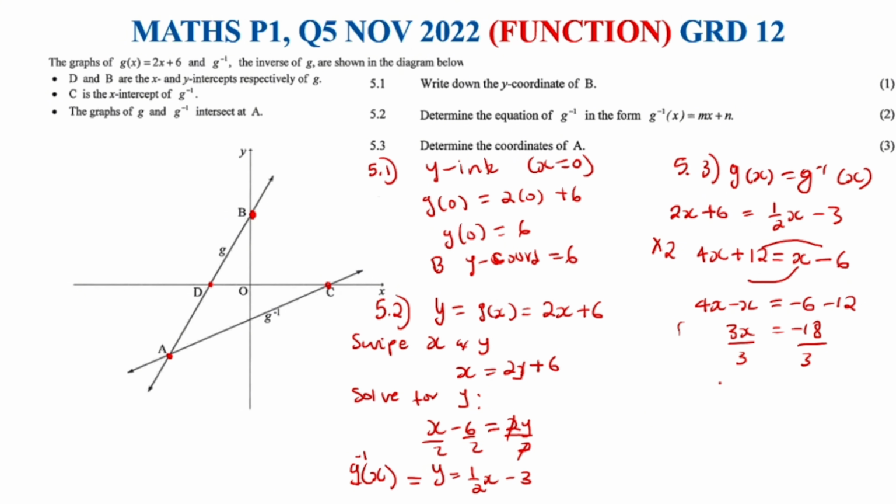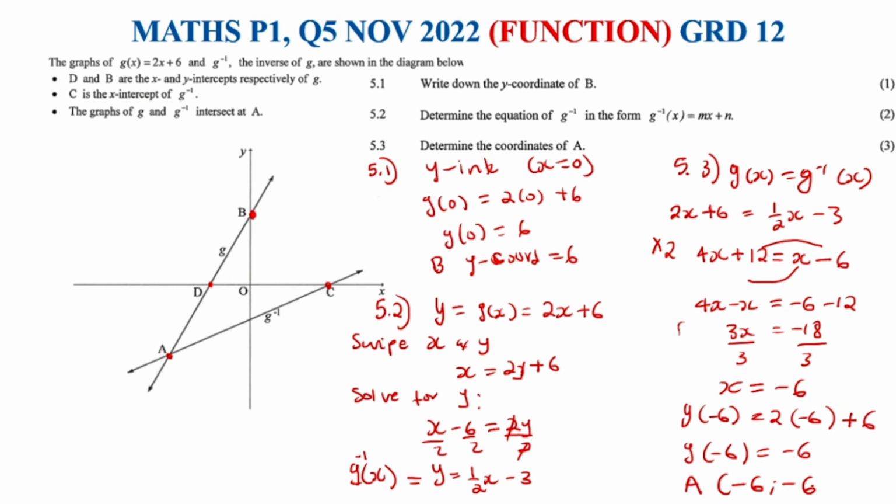Divide by 3 all the sides, therefore it's going to give us a minus 6. All right, therefore we take this minus 6, then we substitute here on g of x, which is the original equation that is given in this case. Make sure that we don't make a mistake here. So we are going to have negative 12 here plus 6, which is going to give us, therefore the value would be minus 6. Therefore the A coordinates will be given to us by negative 6 and negative 6.